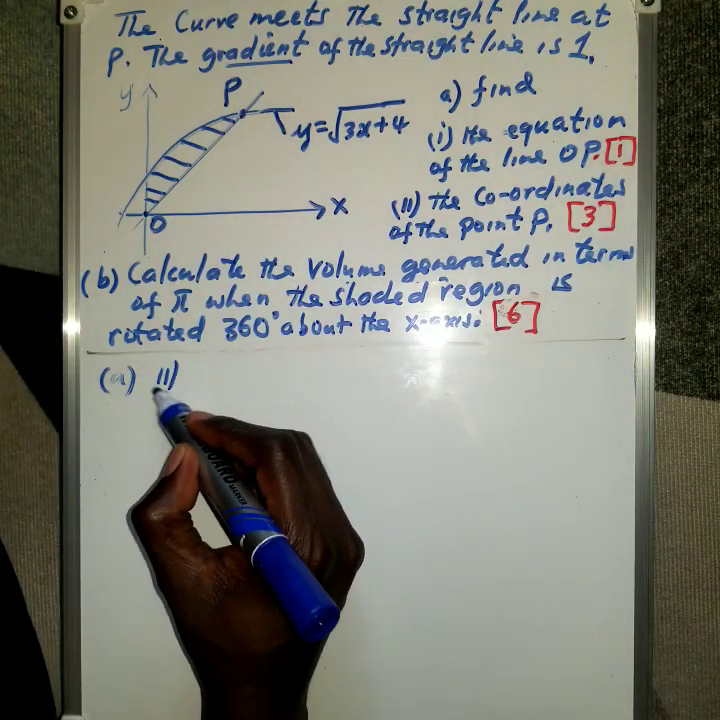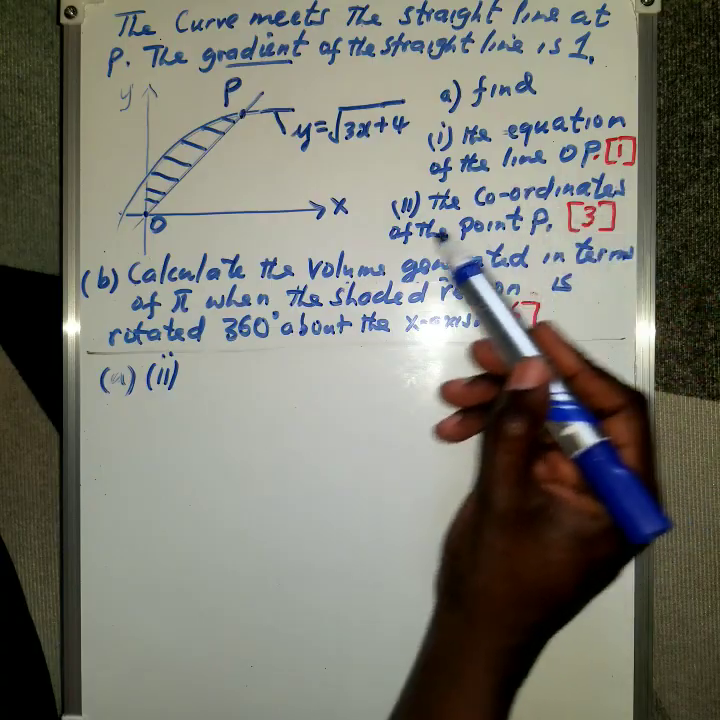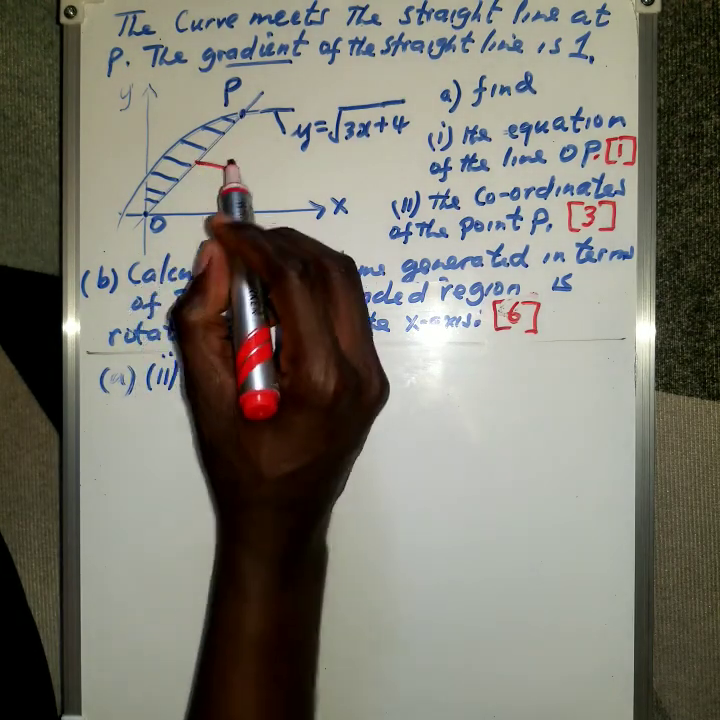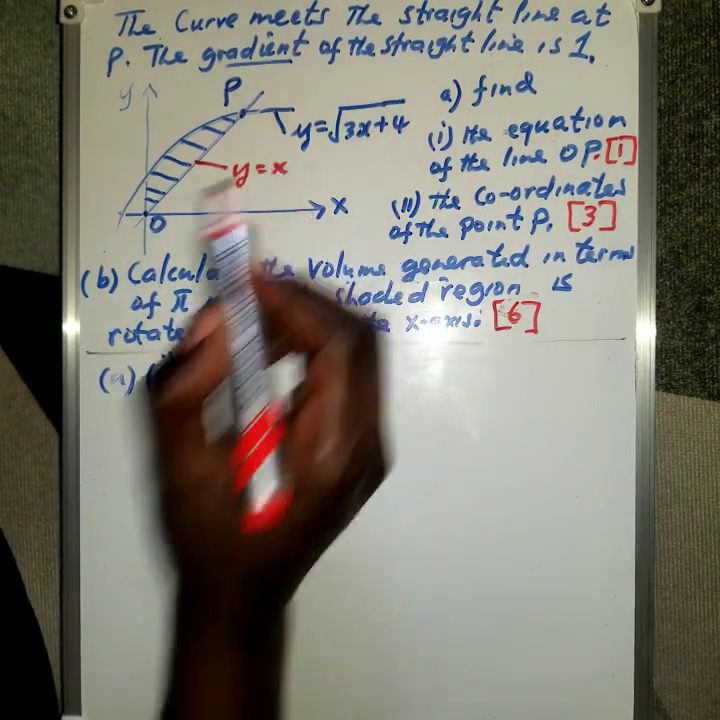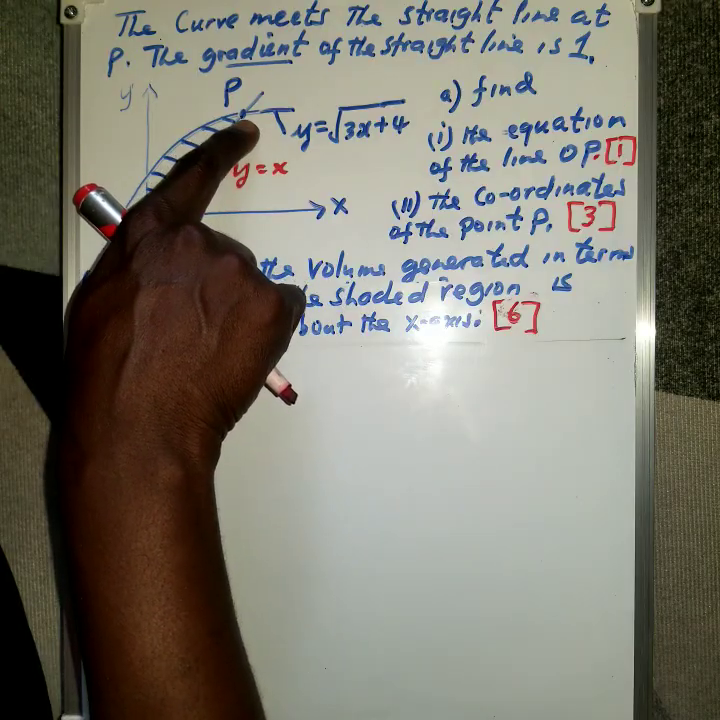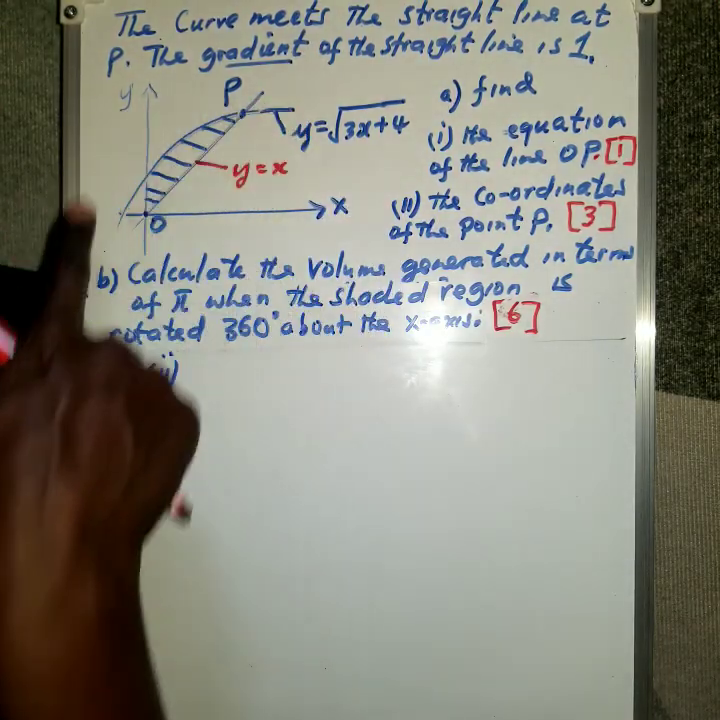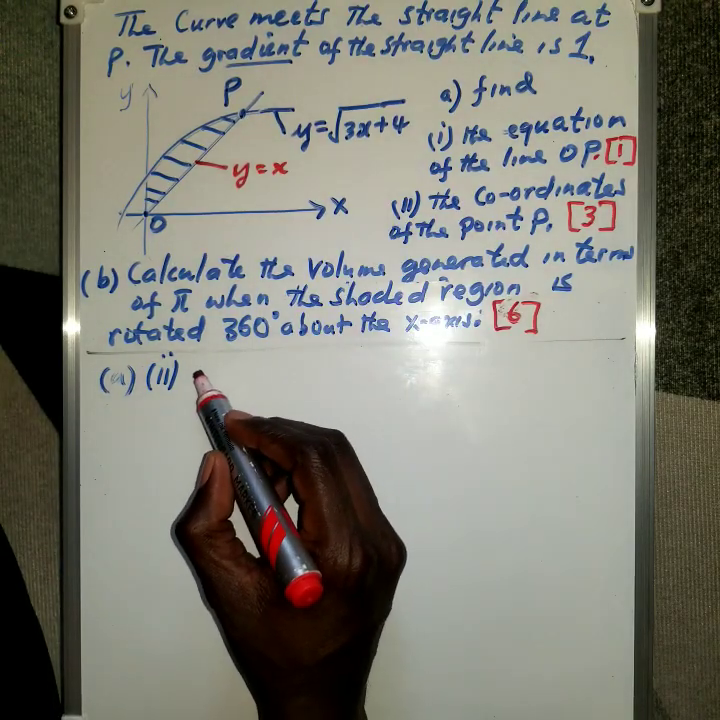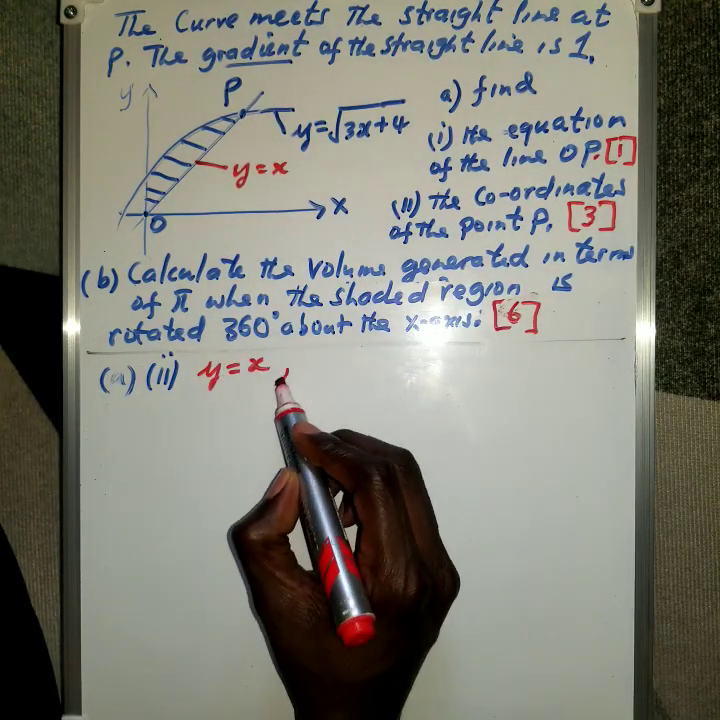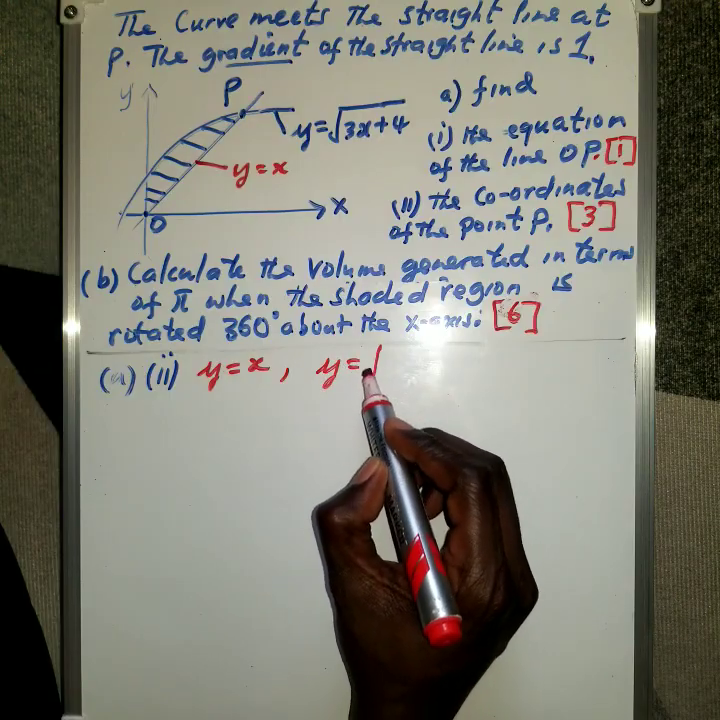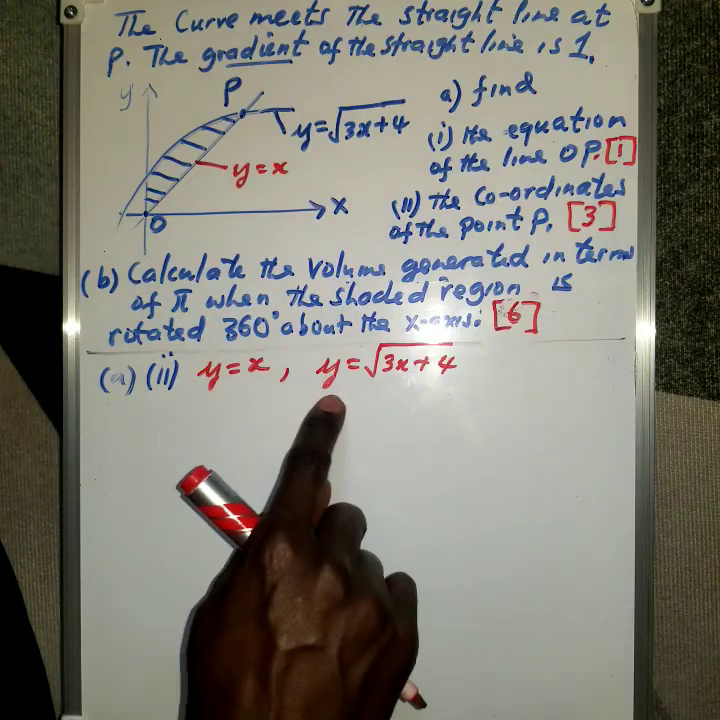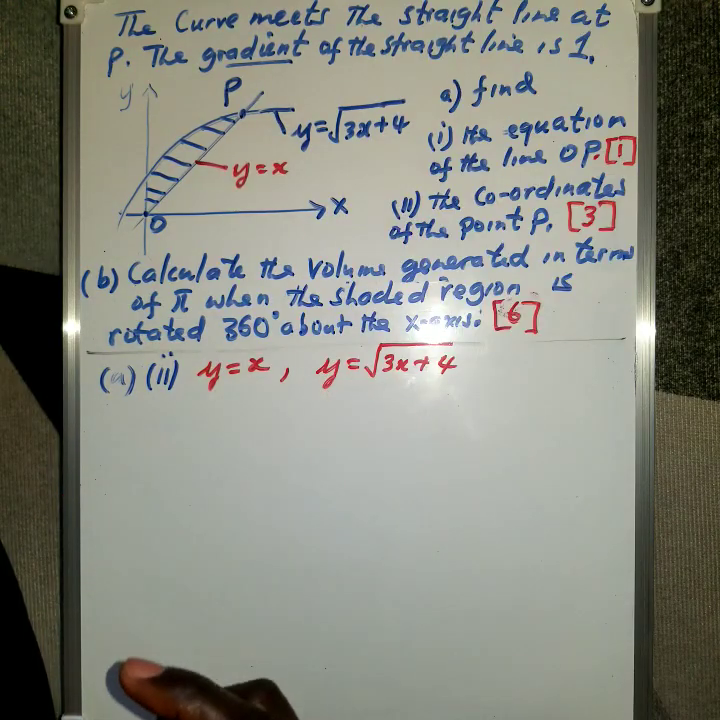Let's move on to A2 and see what we can do. It says the coordinates of the point P. So they want us to find the coordinates of the point P. Now we have established so far that the equation of that straight line is y is equal to x. So to find the coordinates of the point P, remember, the straight line and the curve might be meeting at 2 points, so you need to solve them simultaneously. I know y is equal to x for the straight line, and for the curve y is equal to the root of 3x plus 4. I can just substitute and replace where there's y because I want to solve them simultaneously.